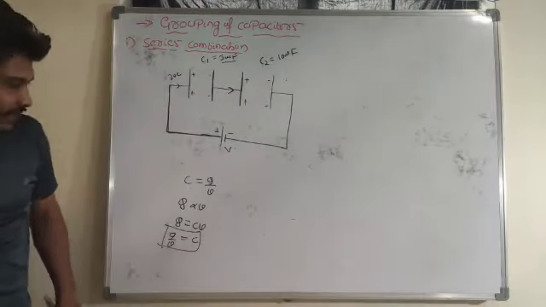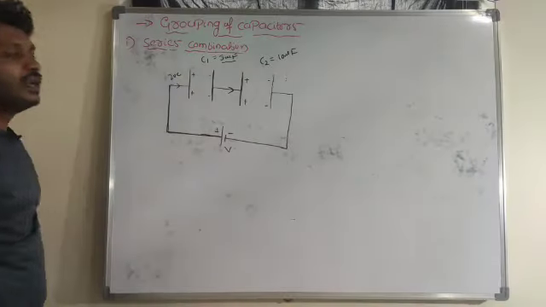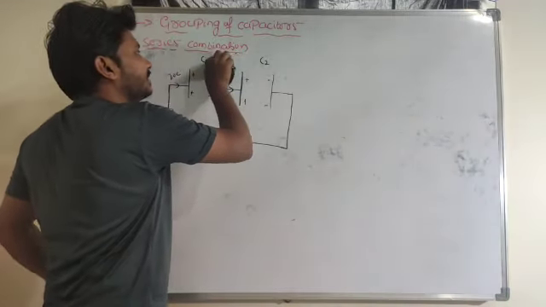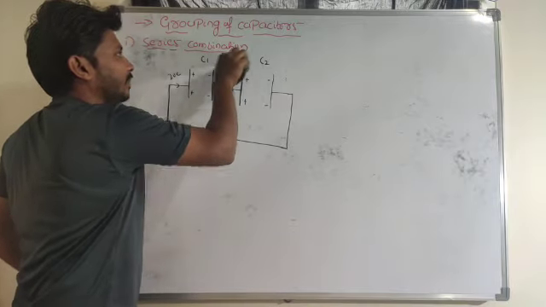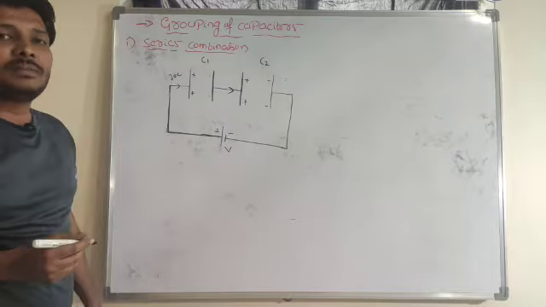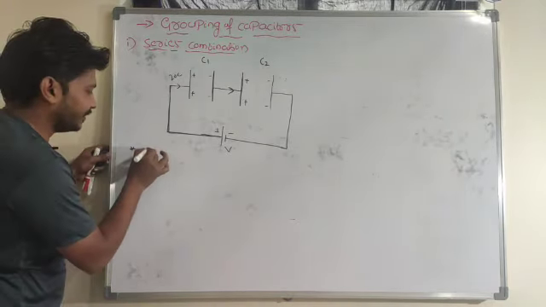Hope you are understanding here. In case of a series combination of capacitors, which quantity will remain the same? Charge will remain the same. Did you get my point? In a series combination, which quantity will remain the same? Charge will remain the same. So let me derive an expression here.